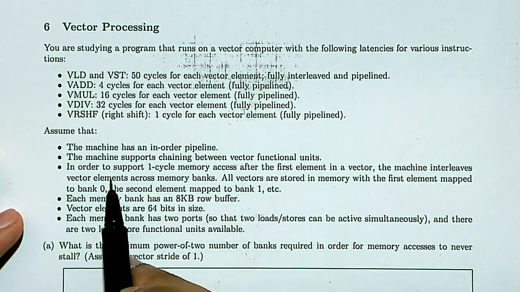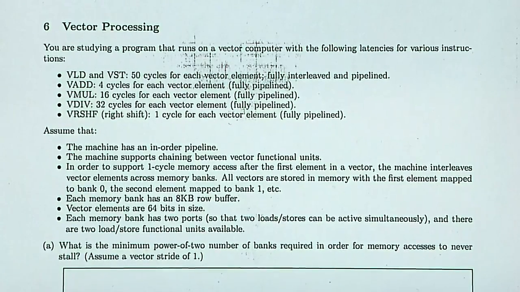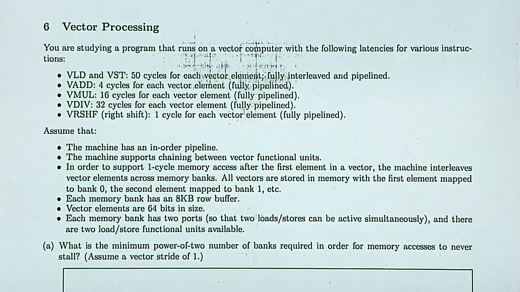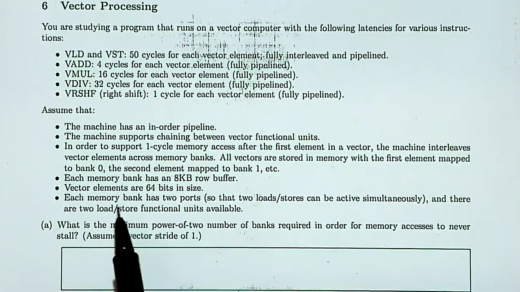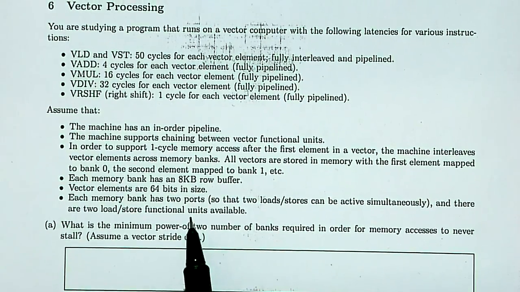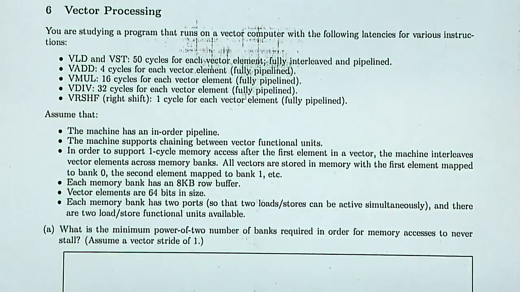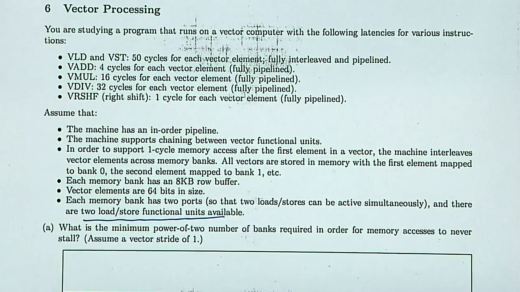In order to support a 1 cycle memory access latency after the first element in the vector, the machine interleaves vector elements across a bunch of different memory banks. All vectors are stored in memory with the first element mapped to bank 0, the second element mapped to bank 1, and so forth. So each sequential load element goes to a different bank. Each memory bank has an 8 kilobyte row buffer. Vector elements are 64 bits in size, and every memory bank has 2 ports, so that 2 loads and stores can be active simultaneously. We also have 2 load store functional units available, so each one can operate for different instructions.